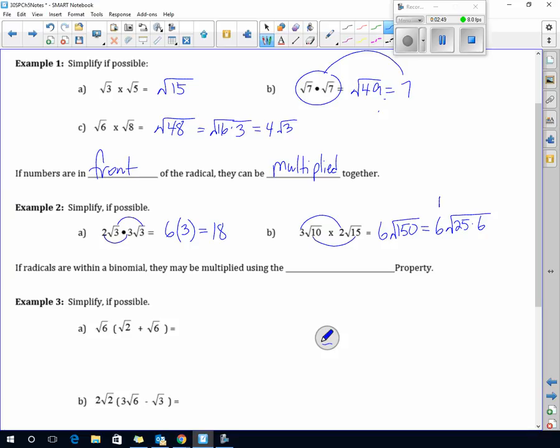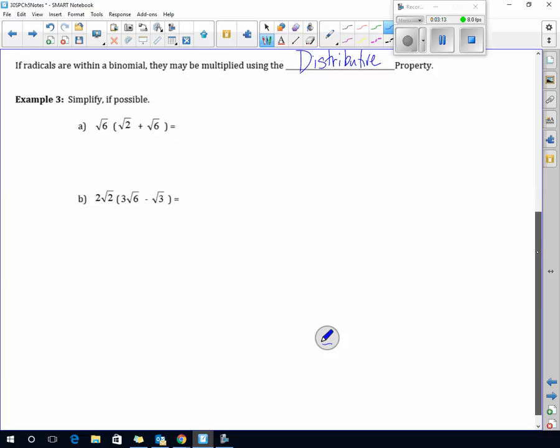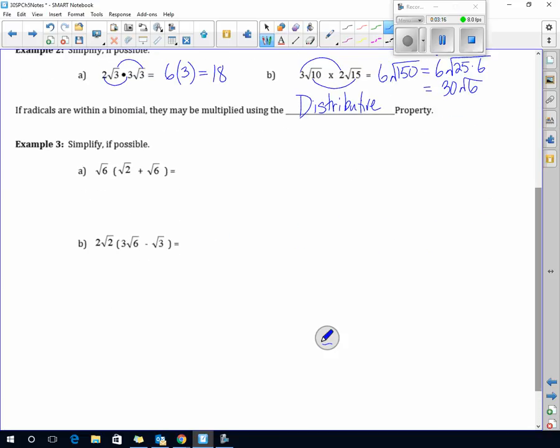If radicals are within a binomial, they may be multiplied using the distributive property. What distributive property means is, if you're taking something that's outside, you're going to distribute the multiply to both of those, right? So root 6 times root 2 is root, not root 8, root 12 plus root, not root 6.